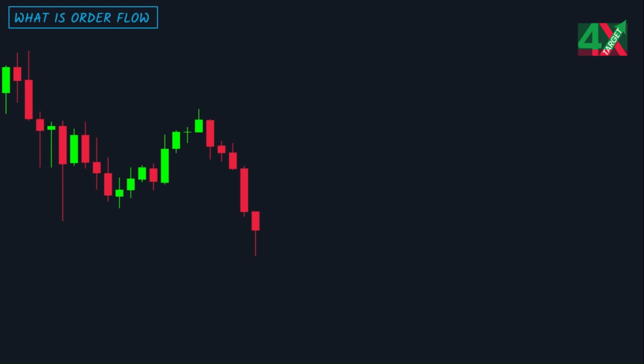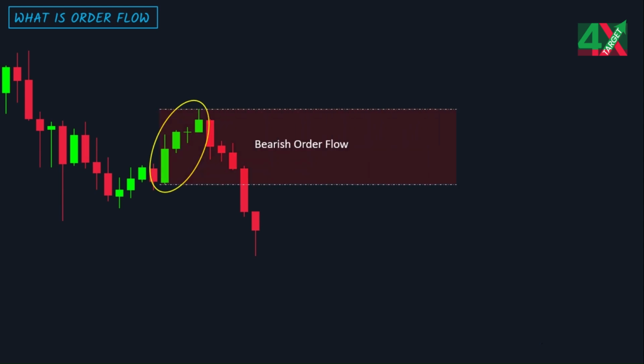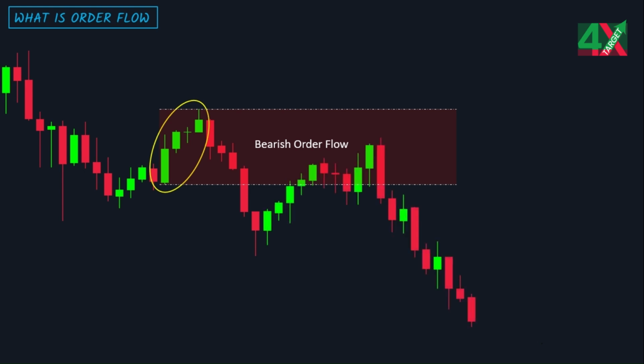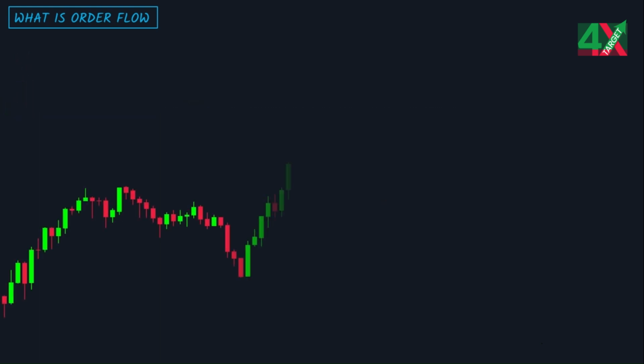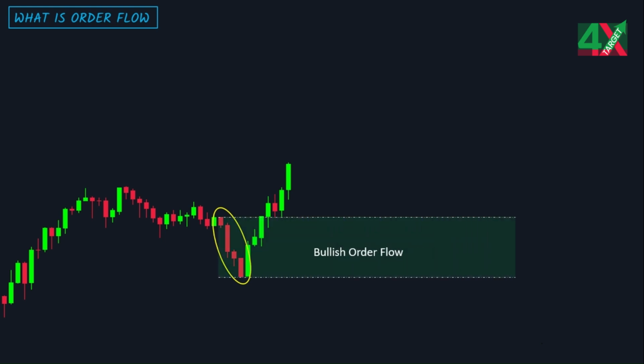In a bearish market structure, bearish order flow is identified by the last bullish price movement before strong selling begins. These bullish candles represent institutional selling disguised within upward price action. In a bullish market structure, bullish order flow is identified by the last bearish price movement before strong buying begins. These bearish candles indicate areas where institutions accumulated buy positions before driving price higher. Understanding order flow allows you to locate where smart money entered the market, not where retail traders reacted.